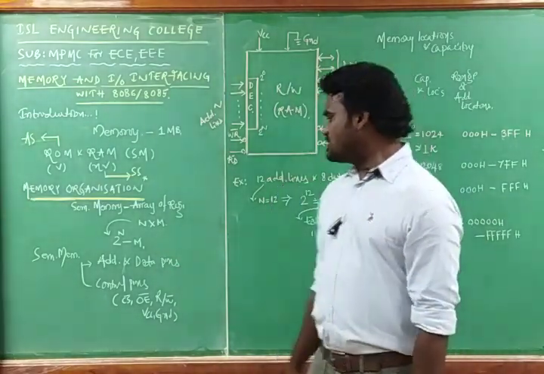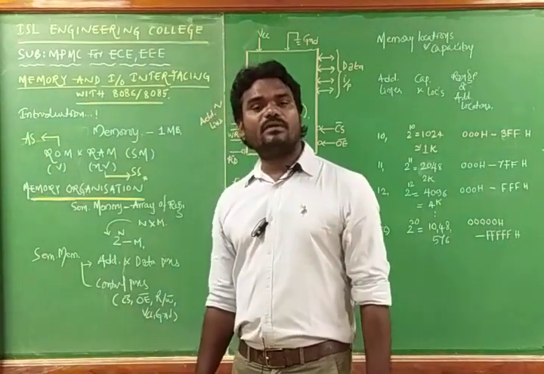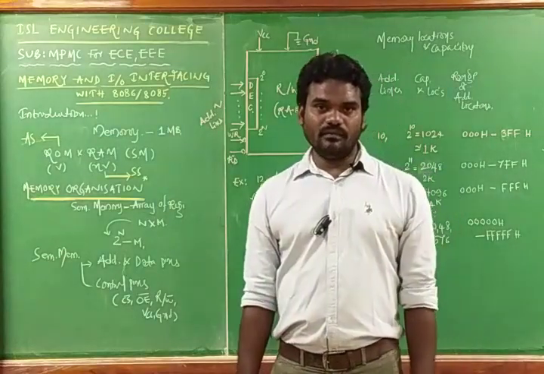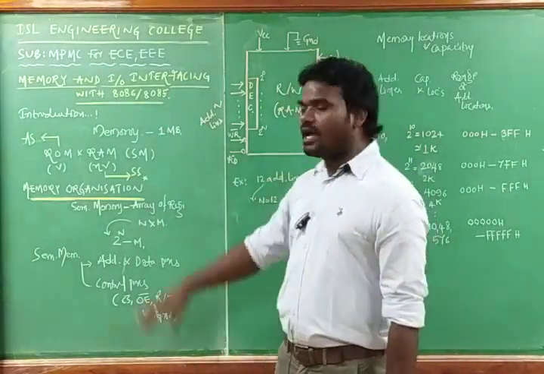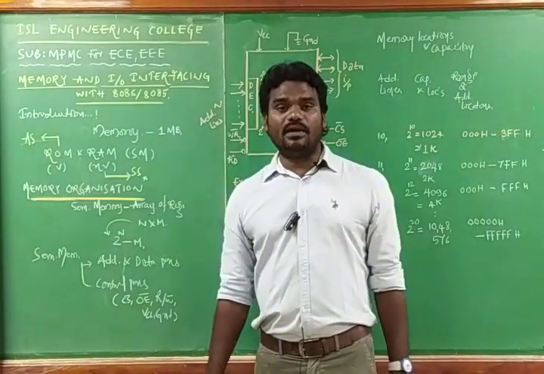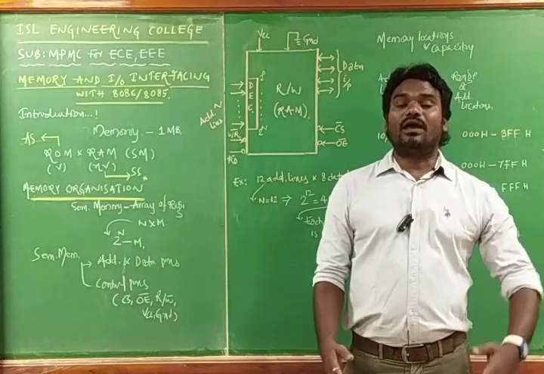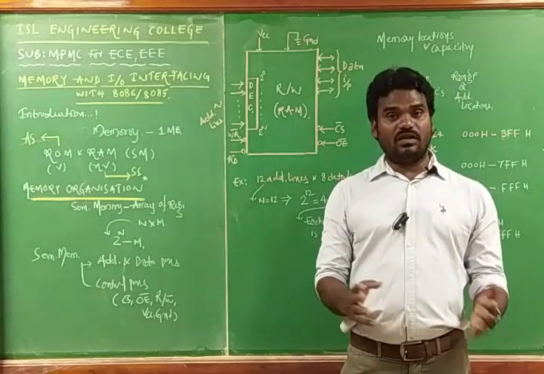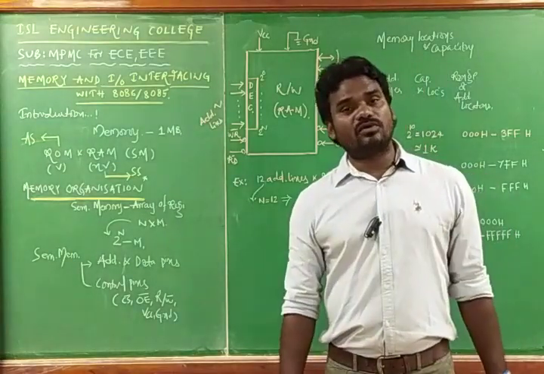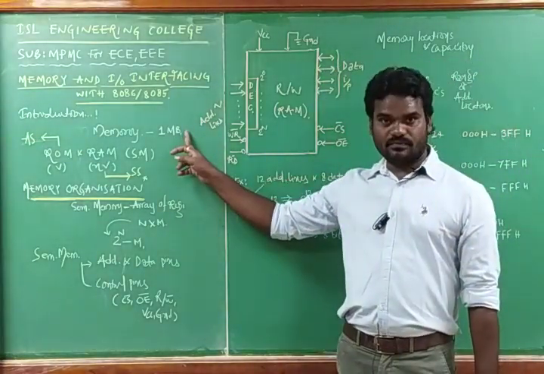And here semiconductor memory, that may be RAM or ROM, will have two types of pins. Why are we discussing memory organization? Because if you are good at the basics of memory, then we can apply the same knowledge to understand the 1 megabyte of memory, so that it will be very easy to understand how the 8086 microprocessor can be interfaced with the 1 megabyte of memory.